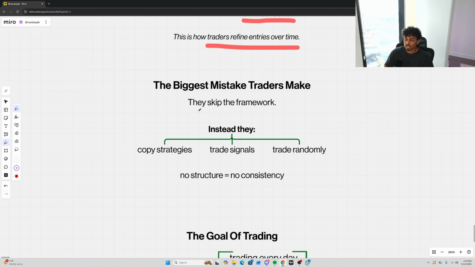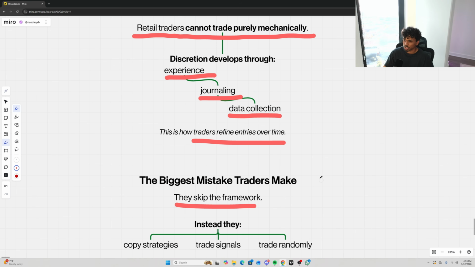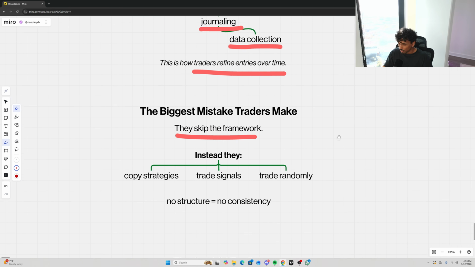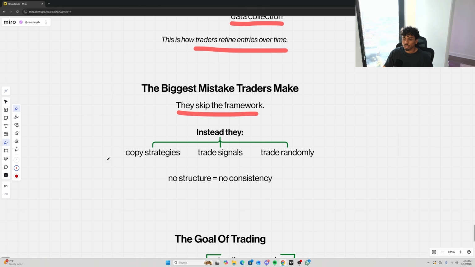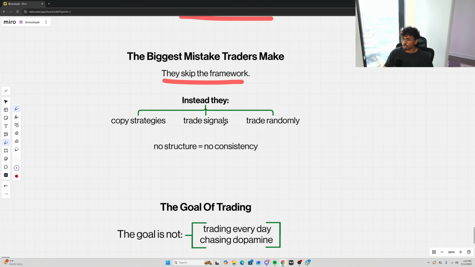This is the biggest mistake that I see traders make. They skip this overall framework, right? They don't build any sort of routine. They don't have any sort of consistent habits that they do on a daily basis, such as journaling, collecting data, reflecting on their trades. They don't do any of these things, but instead they just go ahead, try to copy strategies, take signals, trade randomly, and there's no absolute structure, right? So no structure equates to no consistency.